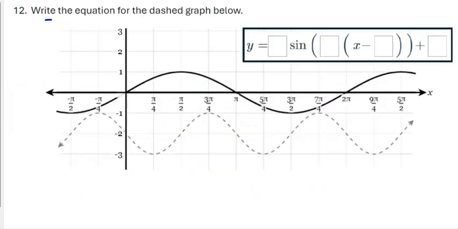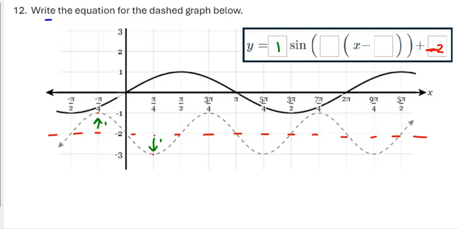All right, so problem 12, we are now adding in the 4th number. So this time we're going to be left to right. So for the midline, the top is at -1, the bottom is at -3, so the midline is at -2. So we have -2. The amplitude will be the amount going up and down. That's 1. The b value is the period.